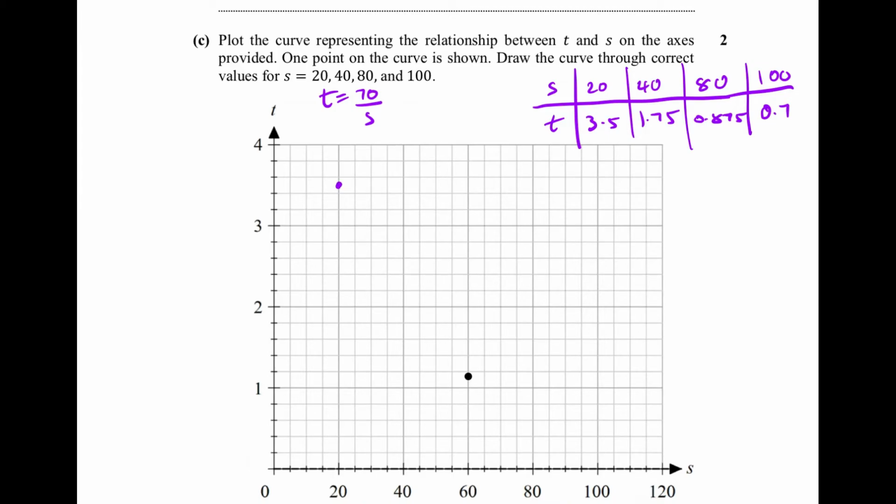which is there. 40 at 1.75. Now each one of these units is going up by 0.2, 0.2, 4, 6, 8, 10. Yep. So now for 1.75, that's 0.2, 4, 6, that's over here. 80 is at 0.875, which is, now join those points. And you get this.